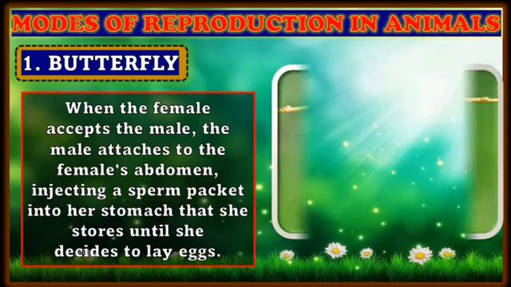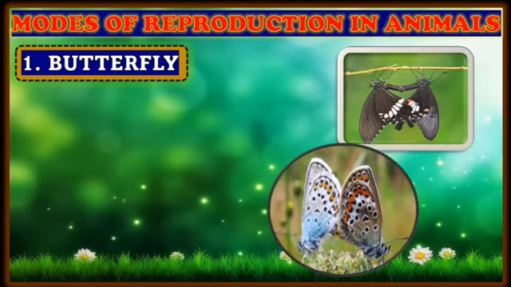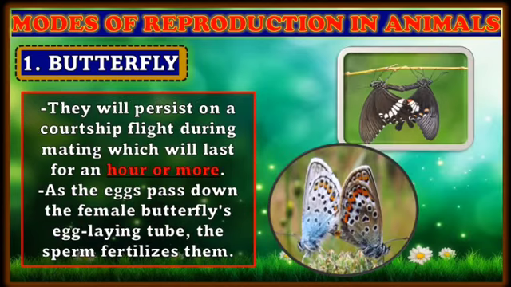When the female accepts the male, he attaches to the female's abdomen, injecting a sperm packet into her stomach that she stores until she decides to lay eggs. They will engage in a courtship flight during mating, which will last for an hour or more. As the eggs pass down the female butterfly's egg-laying tube, the sperm fertilizes them.